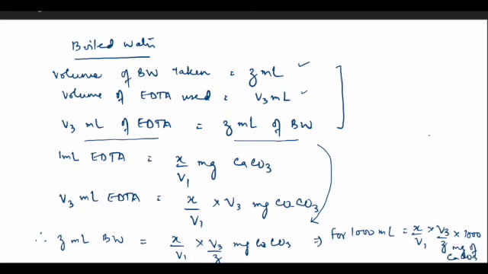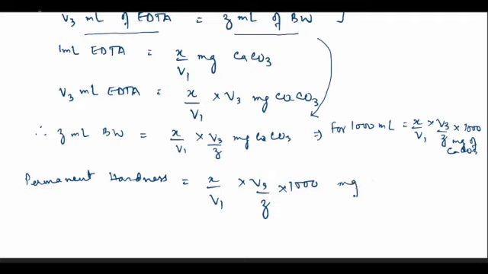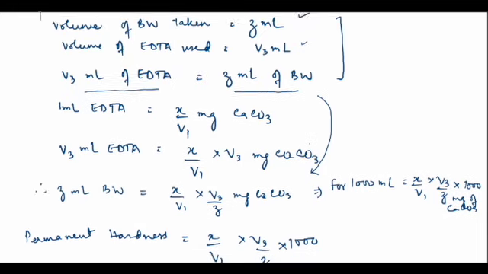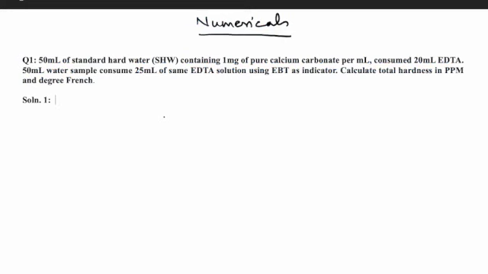So I can say one thing over here, that for permanent hardness, my expression will be x over V1 times V3 over Z into 1000 milligrams of calcium carbonate. Since we are writing hardness over here, I don't need to write milligrams of calcium carbonate in this case. So this is actually my final expression. Now we'll try to use these formulae in some numericals based on these particular formulae and the topic.